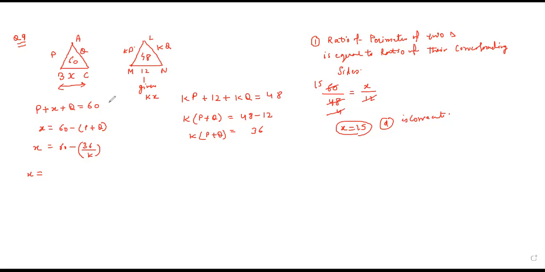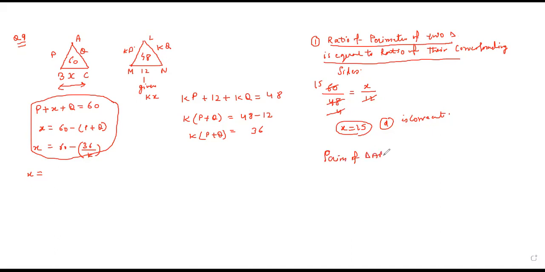Clear? Leave this, skip it in detail, leave this. Go with the result only. Ratio of the perimeters of the two triangles is equal to the ratio of their corresponding sides. That means perimeter of triangle ABC upon perimeter of triangle LMN is equal to BC upon MN, which is equal to AB upon LM, which is equal to AC upon LN. I hope this is clear. Next problem.